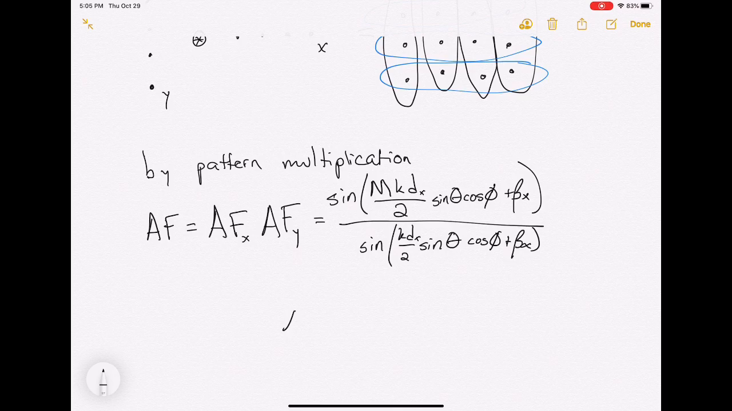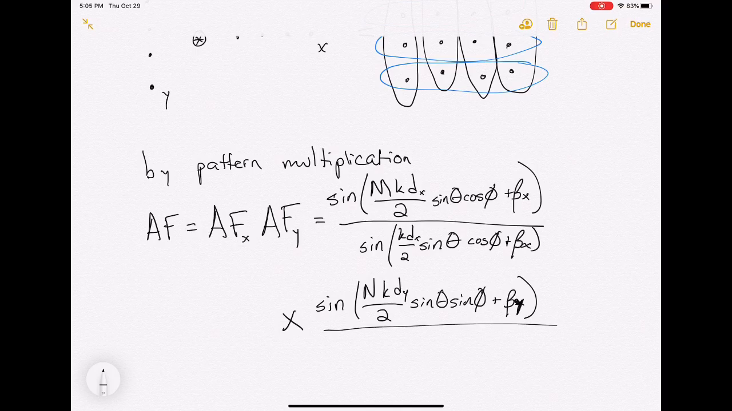So that needs to be multiplied by the same thing for the y-directed uniform linear array. So we're going to have n for the number of elements along y, k dy for the y spacing over 2 sine theta sine phi plus beta y. That's beta y now. Divided by sine of k dy over 2 sine theta sine phi plus beta y.